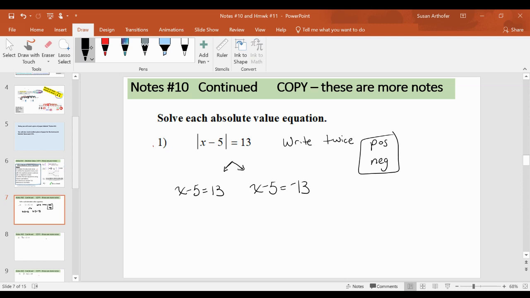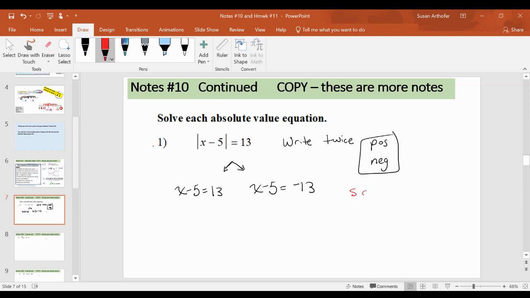So it's only the right side, this 13 part, that one will be a positive, one will be a negative. This other part, the x minus 5, always stays the same on both sides. You only change the right side. Let me just adjust that here. Sorry, I changed my eraser and it doesn't want to work well. Let me just put that back in. So one's with the positive, one's with the negative.